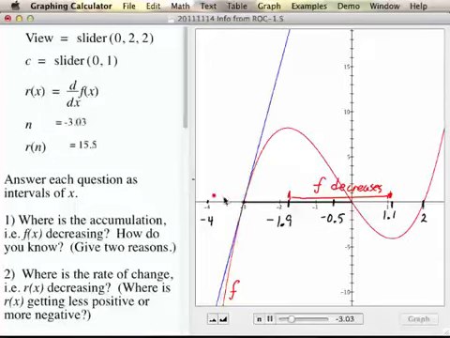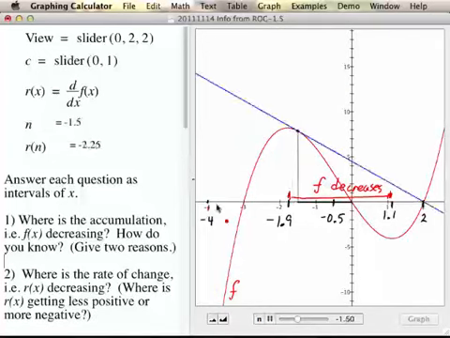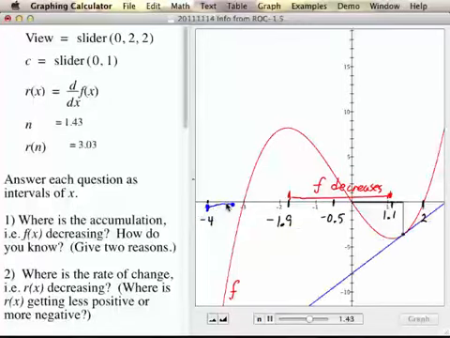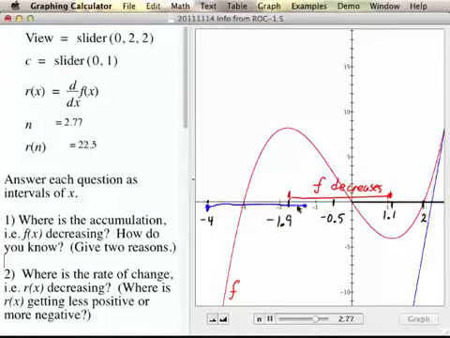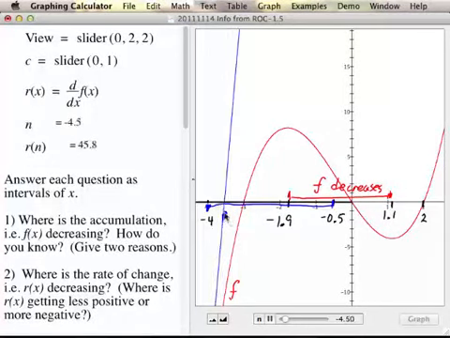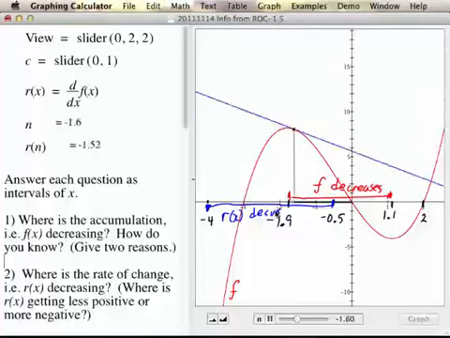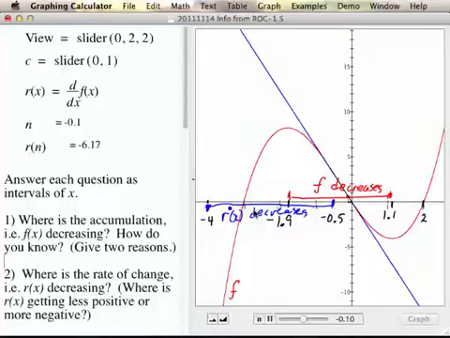So we could say all the way from, I want blue here, -4 all the way to negative 0.5, r of x decreases over that interval.